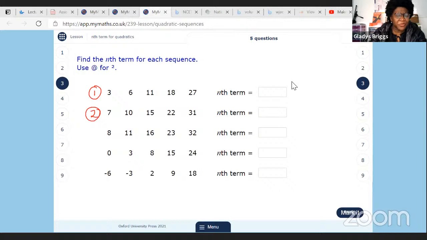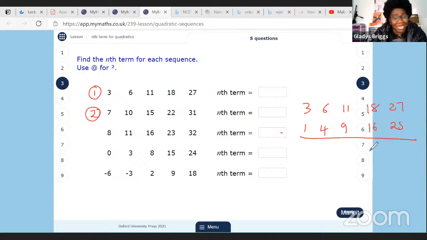What is 1 and 4? You have to help yourself here. There's no maths involved in this. Seriously, you just have 3, 6, 11, 18, and 27. You have to write 1, 4, 9, 16, and 25 and subtract. I don't see the maths involved in this that you do not understand.